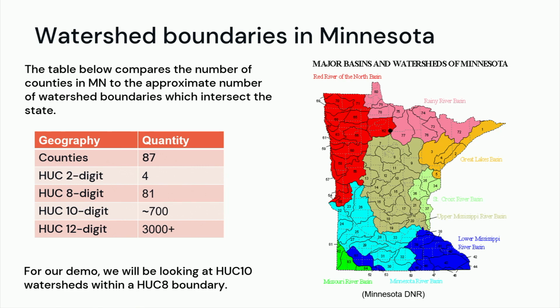Of course, we have 87 counties in Minnesota. We have very large two-digit watershed regions across the country. There's 4 of them that overlap with the state of Minnesota. If you drill down into 8-digit watersheds, we have 81 throughout the state. And if you go all the way to 12-digit watersheds, we have about 3,000. So you can really traverse very broad or very localized watershed regions when you're targeting field practice improvements that could improve water quality.